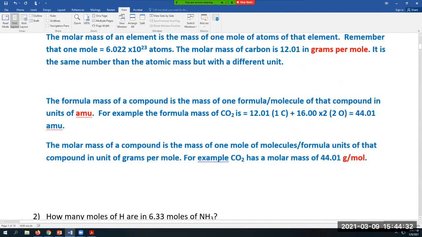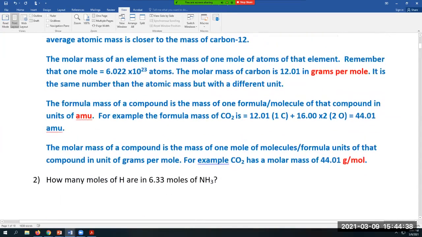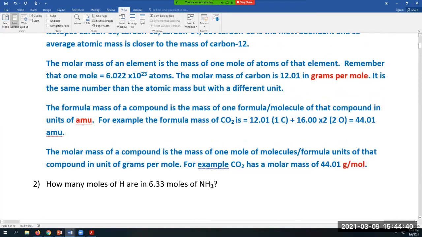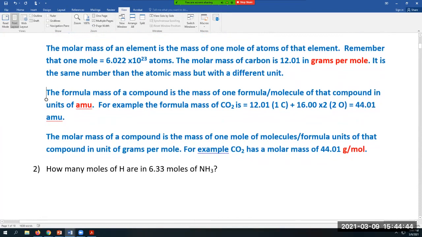So that answers question 1. Question 2. How many moles of hydrogen are in 6.33 moles of NH3? So NH3 is ammonia. That's one molecule, like water, that has a common name that you need to know by heart. And so NH3 is ammonia.